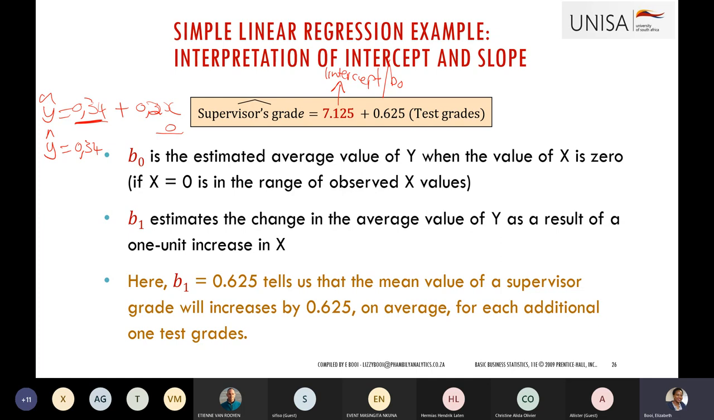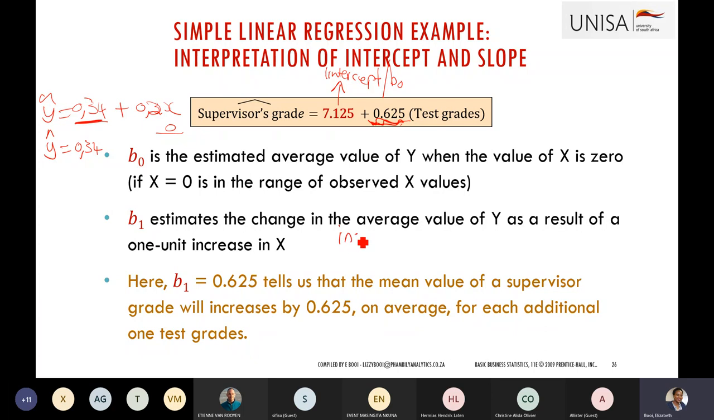We can just acknowledge that it will be your estimated average value when your x, or your independent variable, is equal to 0. That's the only thing you can say about it. The only value that you can really interpret is your slope, because we know that for every 1 unit increase in the values of x, there will be an increase or a decrease in the values of y, showing as a change in the value of y.